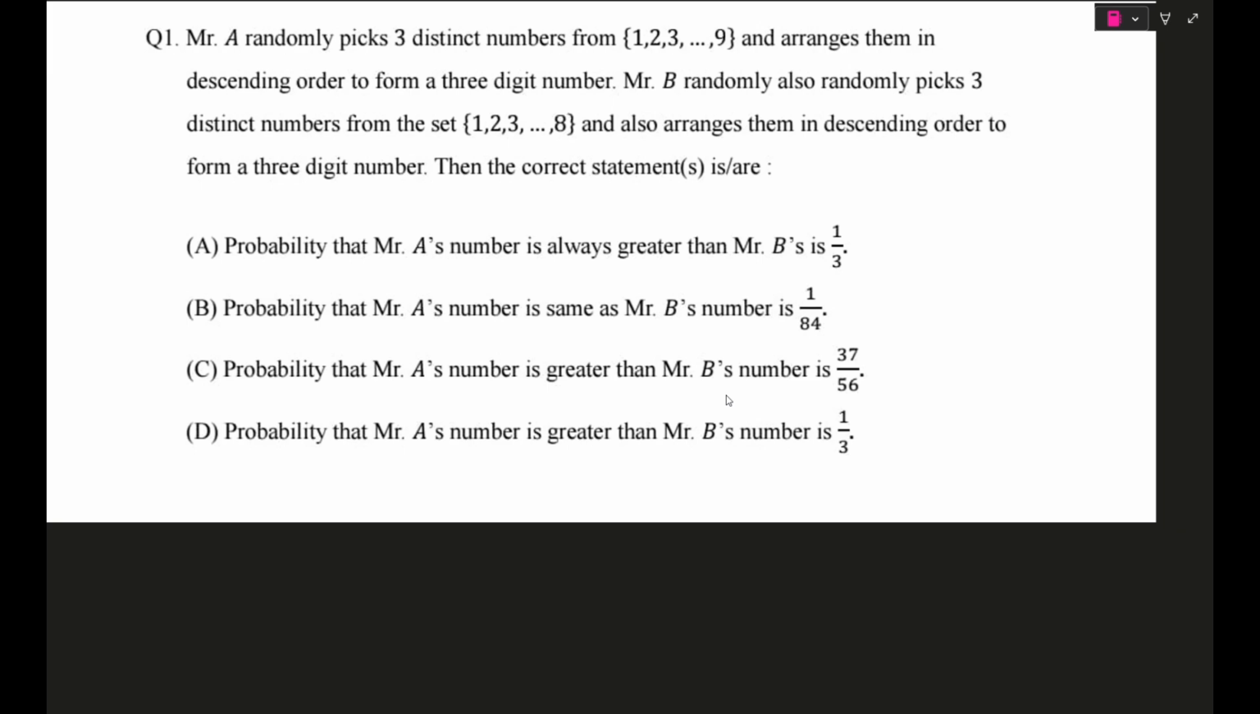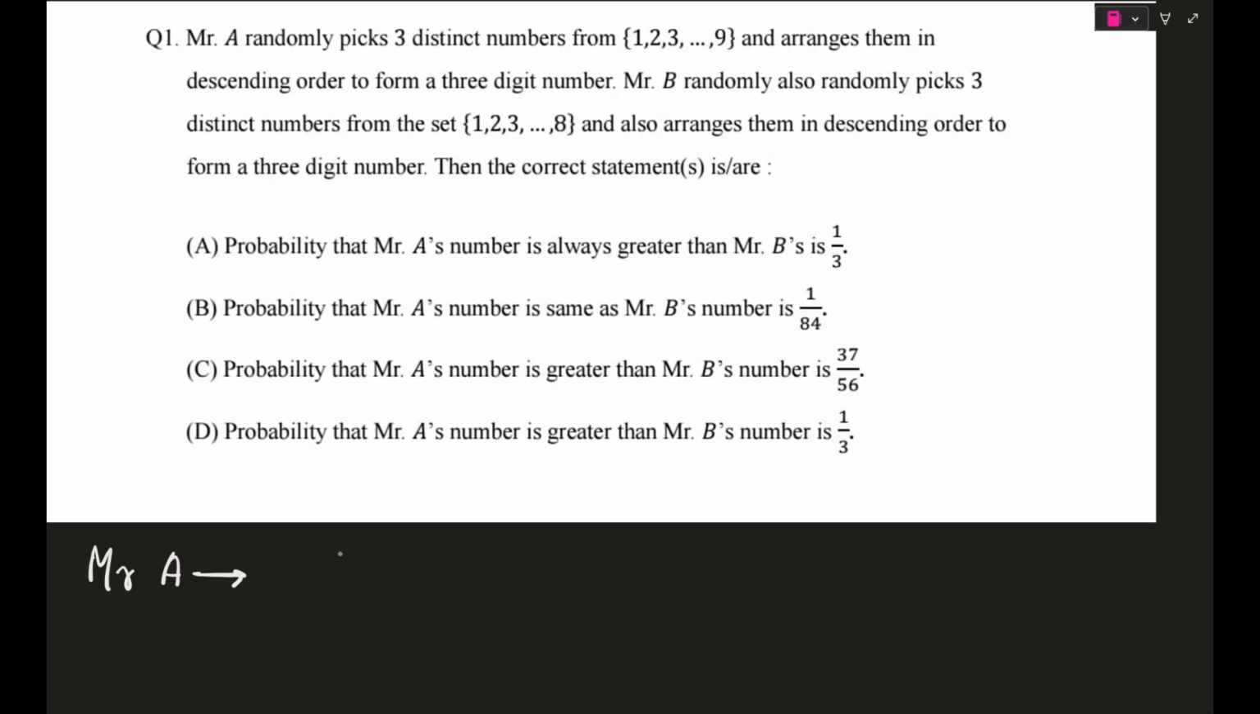Okay, so I hope now we can start off solving. First thing is, before going into the options, we have to read the question. Mr. A randomly picks three distinct numbers from 1, 2, 3 up till 9 and arranges them in the descending order to form a three-digit number. Mr. A is picking up three distinct numbers from 1 to 9.